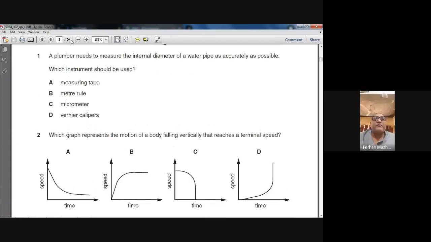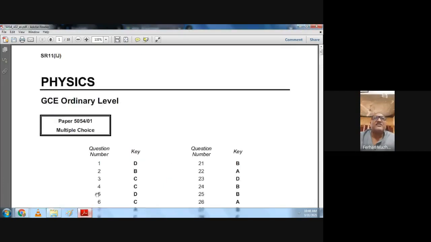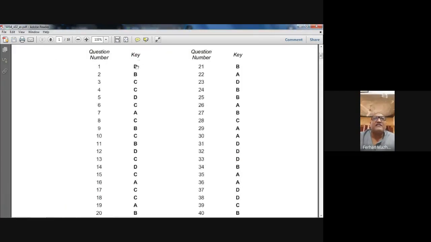It says a plumber needs to measure the internal diameter of a water pipe as accurately as possible. Which instrument should be used for internal diameters? Remember, we always use a vernier caliper. So D is the choice. We will check the answers also. Question number one, D is the choice. So we are done with question number one.